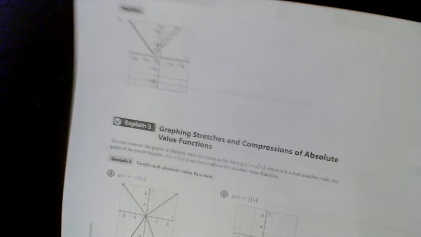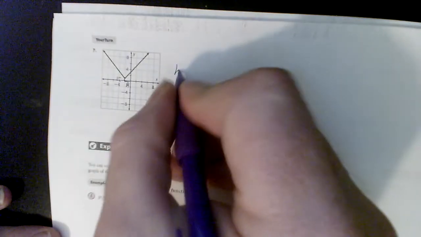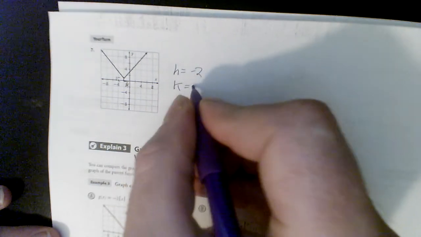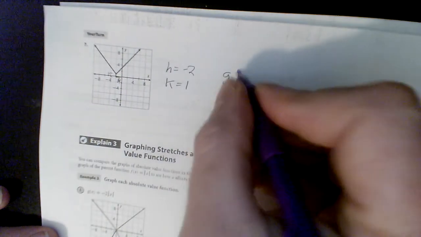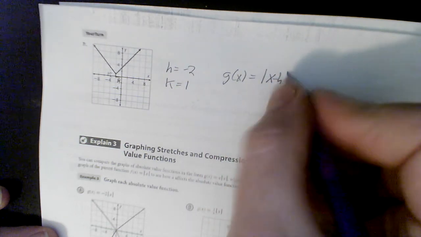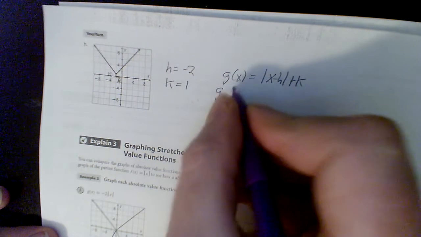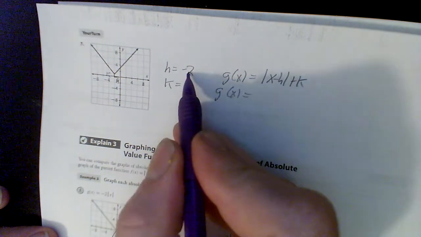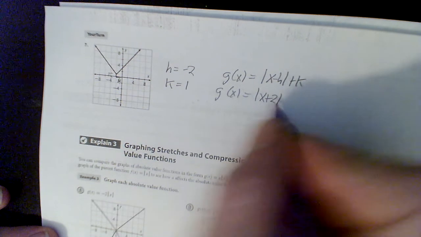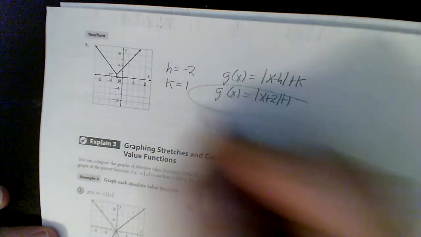All right, I think we've done 3 pages. We've got 2 more to go. So here we go. Right here, we're going to find this one right here. So remember, this is my H, and this is my K. In this case, it looks like my H moved left twice, so my H is negative 2. My K moved up once, so my K is 1. Let's write it. G of X equals absolute value of X minus H plus K. G of X equals, look, I'm plugging a negative into a negative, so that turns into X plus 2, and that's just plus 1. Done.